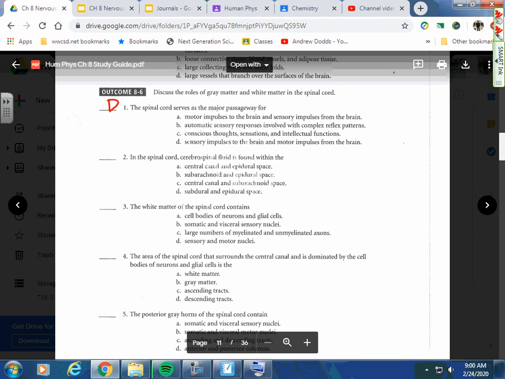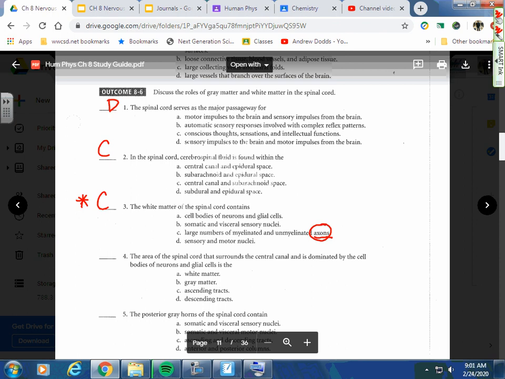Number 2 is going to be C. In the spinal cord, cerebrospinal fluid is found within the central canal and subarachnoid space. Number 3 is also C. The white matter of the spinal cord contains large numbers of myelinated and unmyelinated axons. So that's an important part of what I wanted you to understand. White matter is going to be the axons. All right.